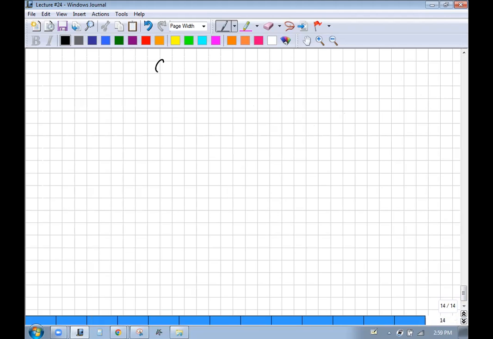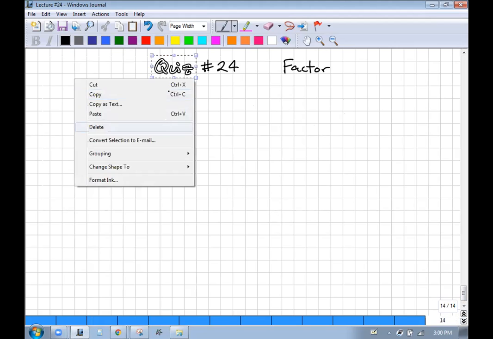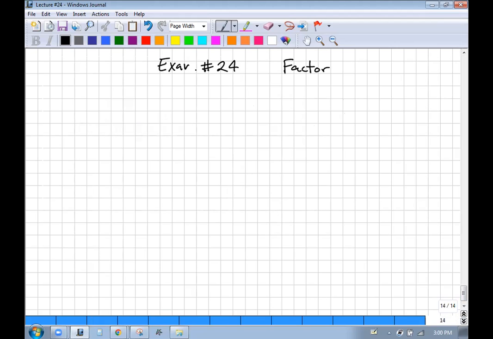So let's throw in a quiz. And now let's factor. Oh yeah, it's exam. Factor. Let's see, I should write it out. Factor the trinomial into two binomials, like we've been doing, okay?